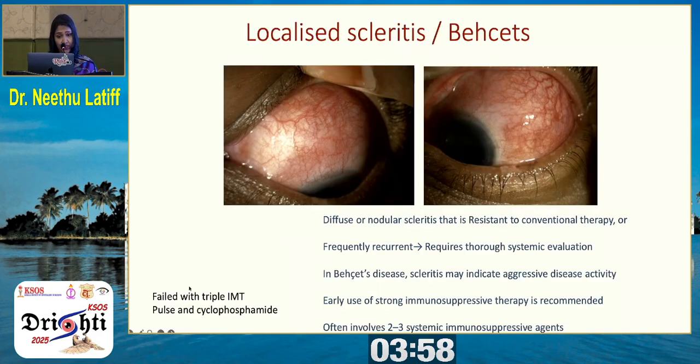Now, this is another patient with bilateral, localized scleritis. So we extensively investigated. We never thought of Behçet's initially, but when it comes to a diffuse nodular scleritis, more resistant, unresponsive to treatment, Behçet's is a possibility. When you come across such cases, it's better to do HLA-B51 testing, and early use of strong immunosuppressive therapy is recommended in these patients, and you need 2 to 3 systemic immunosuppressants. This patient actually failed triple IMT, and we had to pulse and give cyclophosphamide.